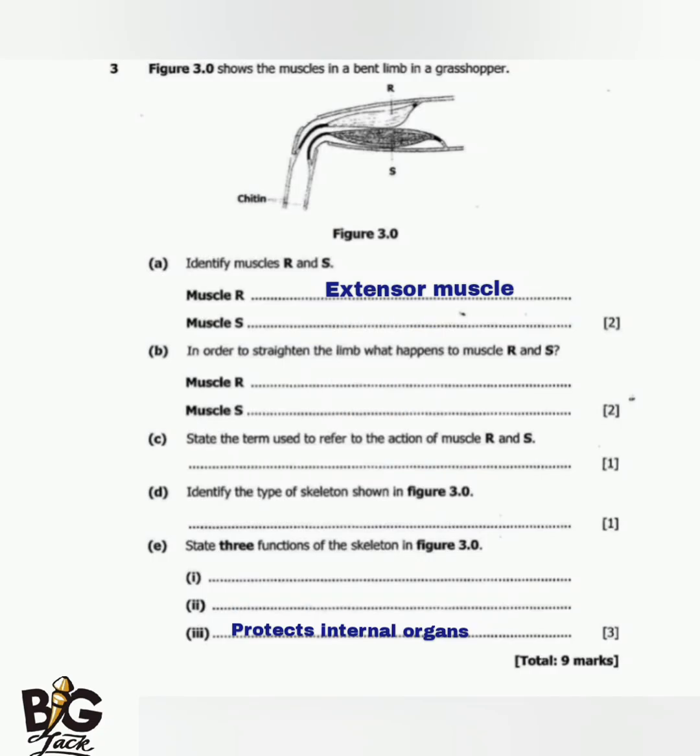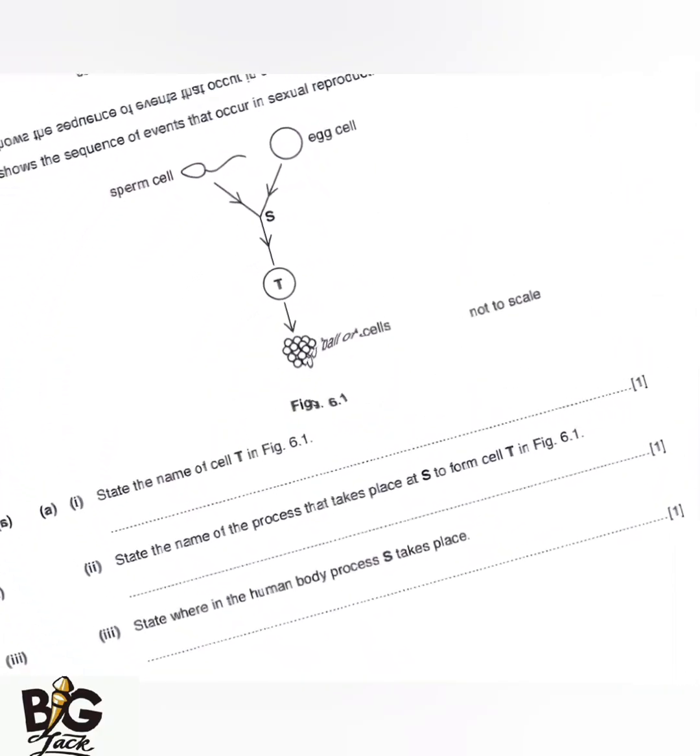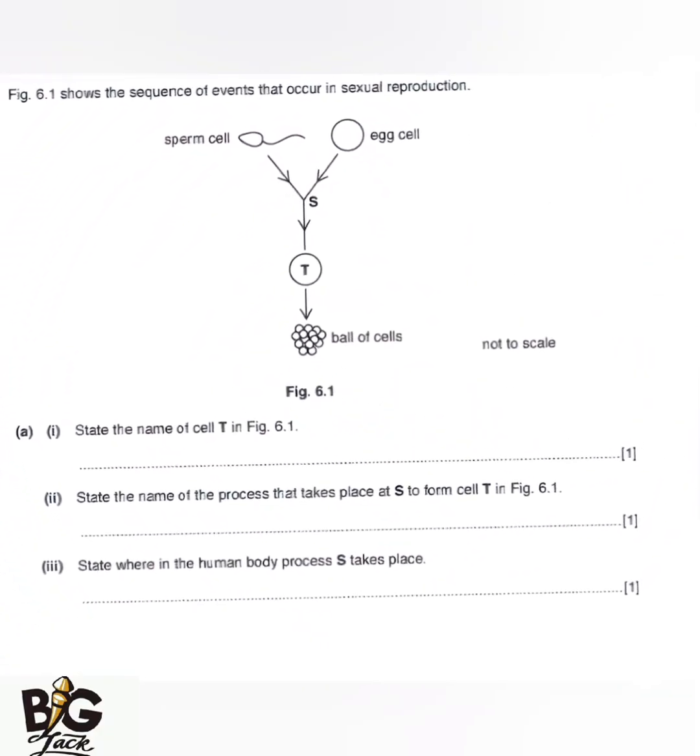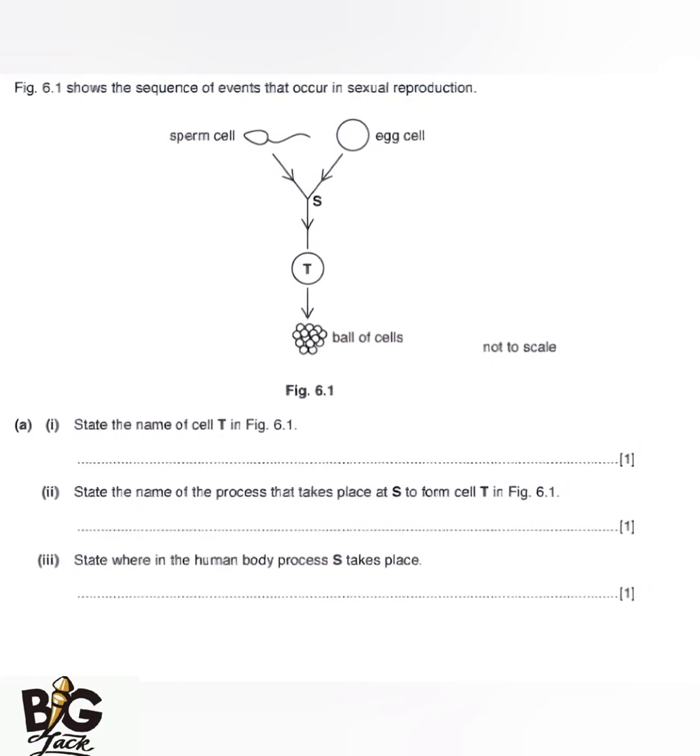Then let's move on to the next one, which is the last one, which is coming from sexual reproduction. So it is saying, figure 6.1 shows the sequence of events that occur in sexual reproduction. So we have a sperm cell and the egg cell. So when a sperm cell fuses with an egg cell, we are going to call the process what? Fertilization, which is what? S. So S is called fertilization.